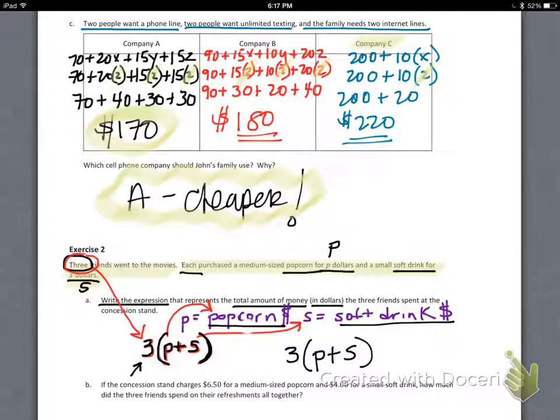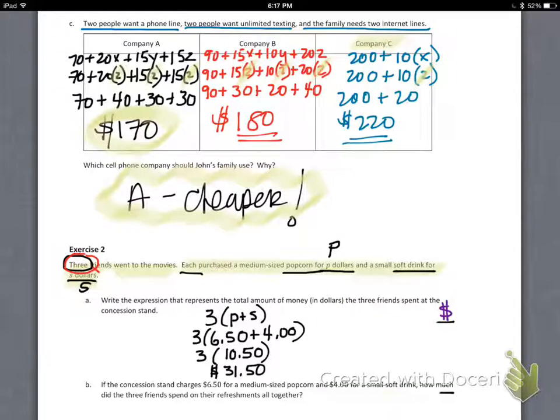Okay, so let's just go ahead and move on to the next one. Let's go to B. It says, if the concession stand charges $6.50 for the popcorn and $4 for a small soft drink, how much did the three friends spend on their refreshments all together? So this is what we want: all together. Here you have your values for P and S in the expression. So go ahead and plug that in, and let's come back and see what you got.